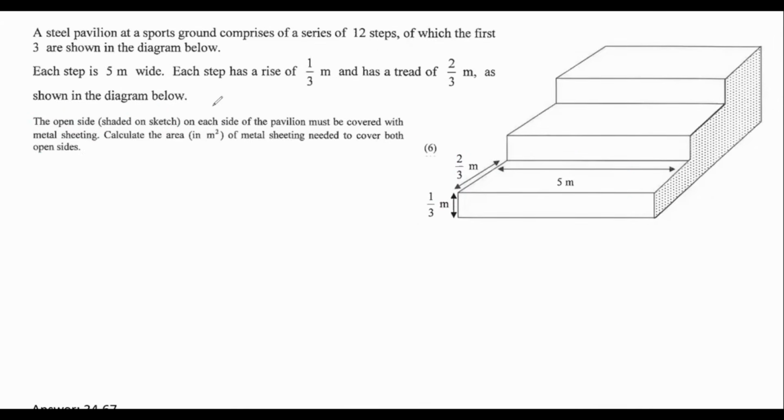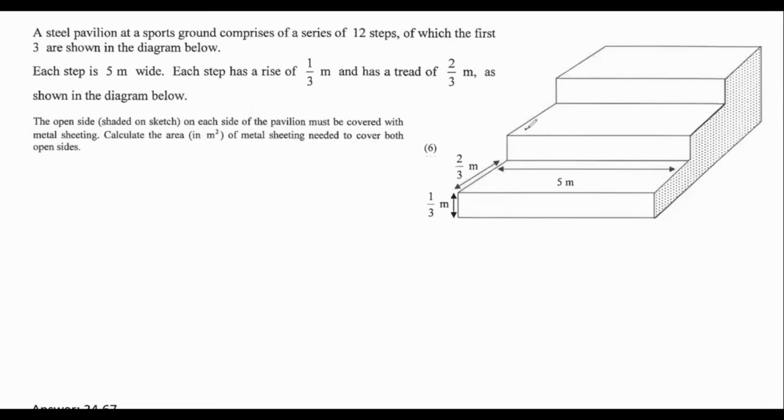Let's read. A steel pavilion at a sports ground comprises a series of 12 steps, of which the first 3 are shown in the diagram below. Each step is 5 meters wide. Each step has a rise. Okay, so the height of each step is a third, or 1 over 3 meters. And has a tread of 2/3, or 2 over 3 meters.